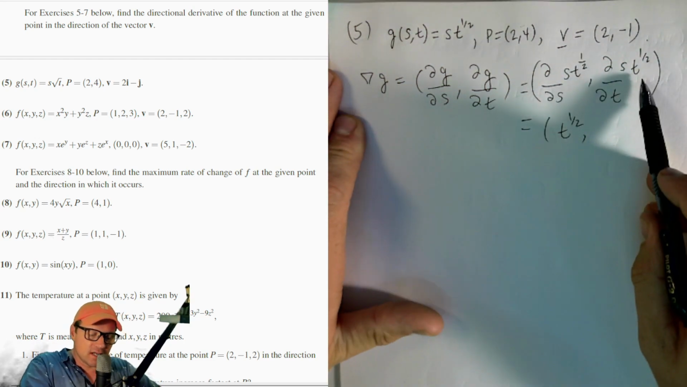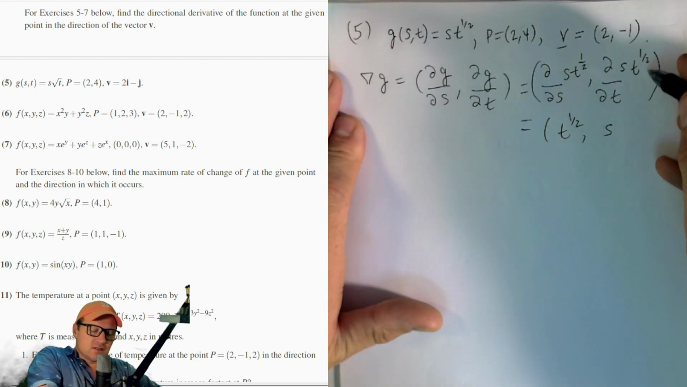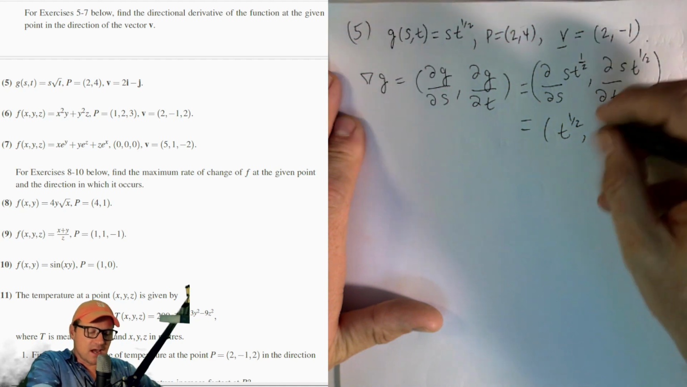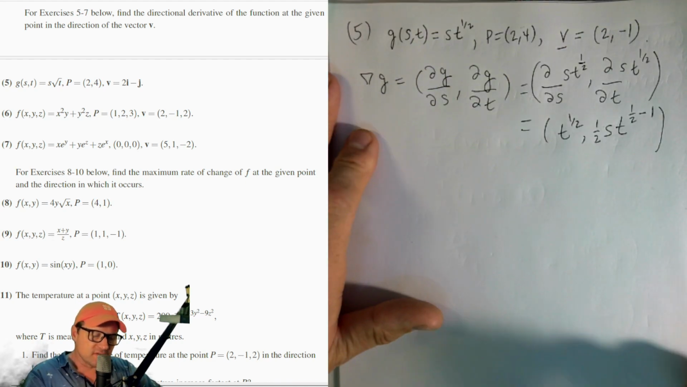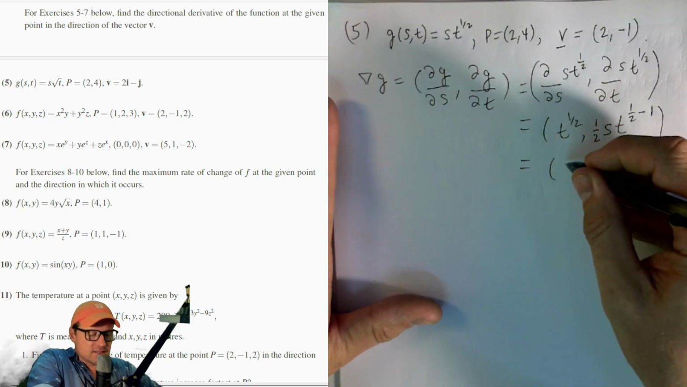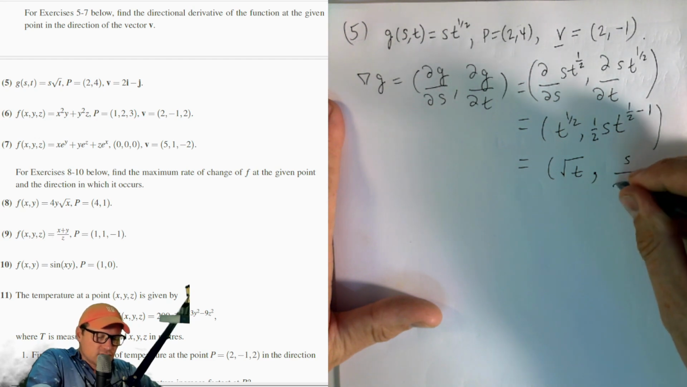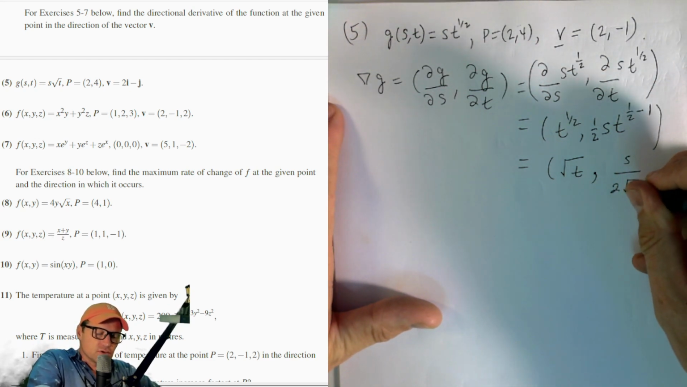Okay, differentiating with respect to t, the s can come through the operator. And so differentiating t to the 1/2 with respect to t, the 1/2 comes down. Then we subtract 1 from the exponent. Okay, so simplifying this, we can express this gradient vector as the square root of t, comma, then we have s over 2 t to the 1/2, so s over 2 root t.